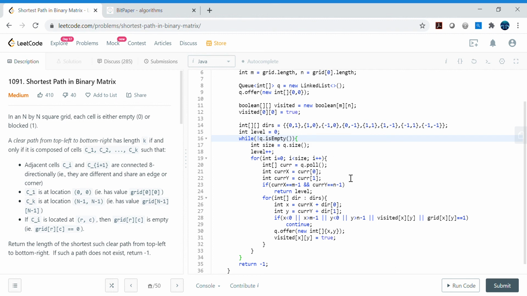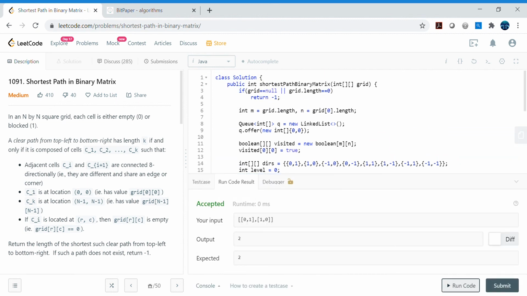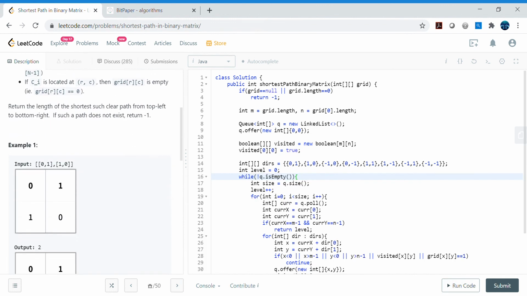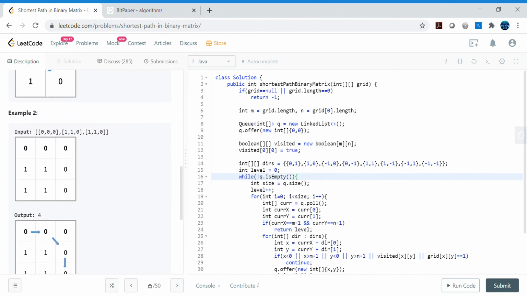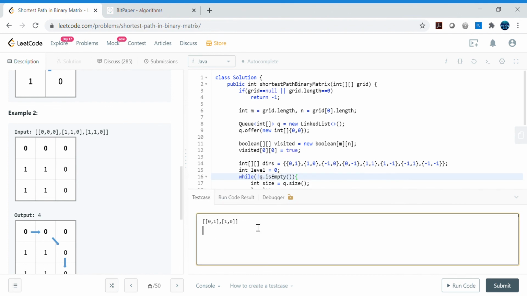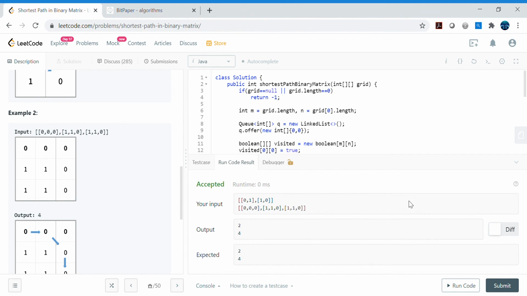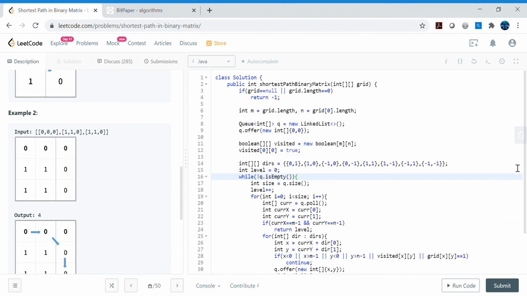So that's one thing. Okay, now let's quickly check whether it is getting compiled or not. So it looks like this code is getting compiled. Now let's check the second example as well. Okay, and here we need to cover another edge case that I will show here. So this is also getting compiled and it's working fine.